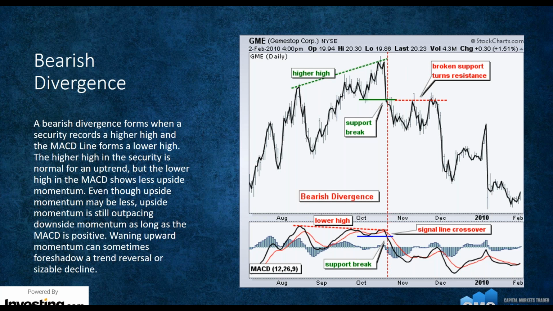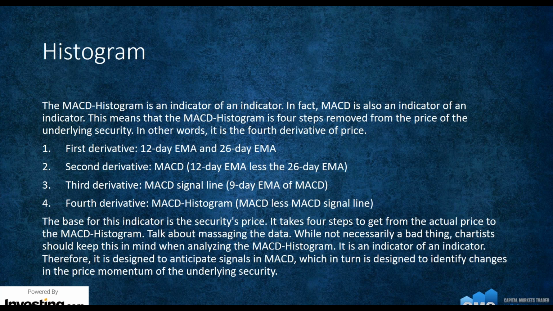Now, the final part of this comes in the histogram, because all of this can be contained in the histogram. The histogram is that little bar chart that we did in gold on our trading chart. The MACD histogram is an indicator of an indicator. In fact, MACD is also an indicator of an indicator. That means that the MACD histogram is 4 steps removed from the underlying security. It is a 4th derivative of price.